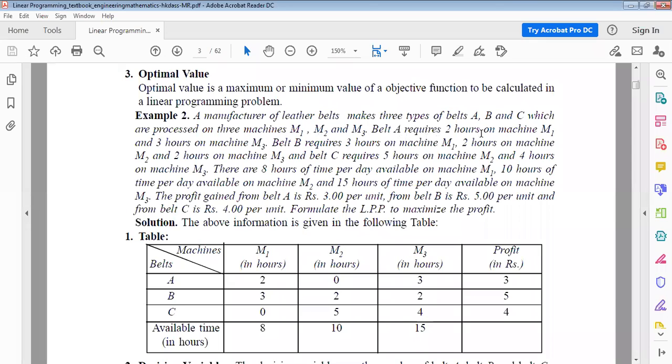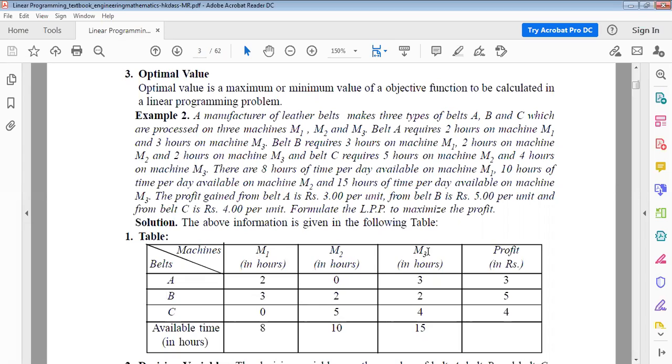Belt A requires 2 hours on machine M1 and 3 hours on machine M3, and belt B requires 3 hours on machine M1, 2 hours on machine M2, and 2 hours on machine M3. Understand? That means belt A requires 2 hours in machine M1, 0 hours for M2, and 3 hours for M3. And belt B takes 3 hours in machine M1, 2 hours in machine M2, and 2 hours for machine M3.